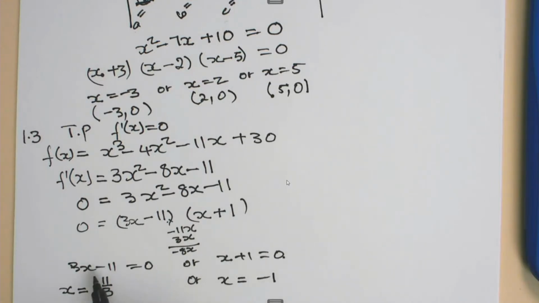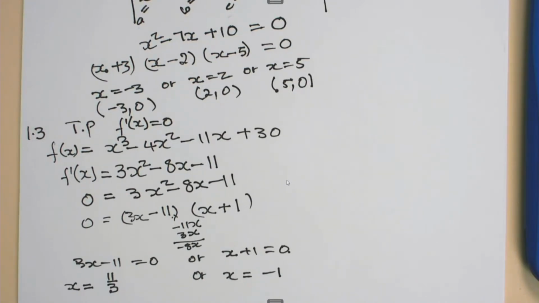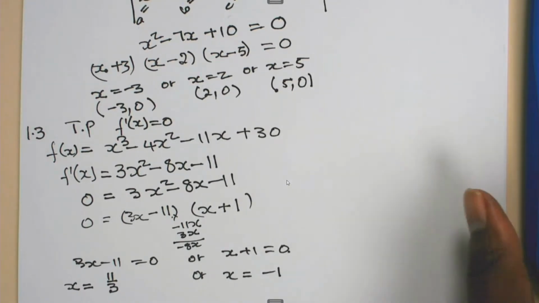Then from there, we apply the zero factor law. 3x minus 11 is equal to 0. Therefore, x is equal to 11 over 3. Or x plus 1 is equal to 0. Therefore, x is equal to minus 1. These are the x values at the turning points. And then we need to determine the corresponding y values.